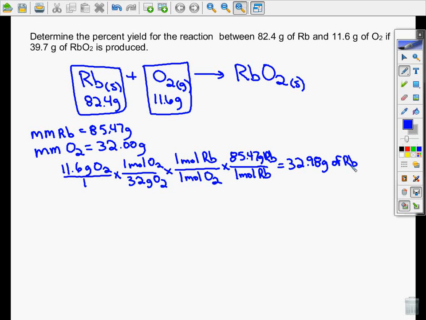Now, there's several ways to do these problems. You could have actually figured out how much rubidium oxide you could get from 82.4 grams of rubidium, and then try it again for the 11.6 grams of oxygen. But in my case, I just wanted to verify that O2 is in fact my limiting reactant. So now, let's figure out if the oxygen completely reacted, how much rubidium oxide would I get out of 11.6 grams of oxygen. So I go back and do this again. So I start with my 11.6 grams of oxygen over 1. Now I'm going to convert this, instead of to rubidium, I want to see how much rubidium oxide I get out.